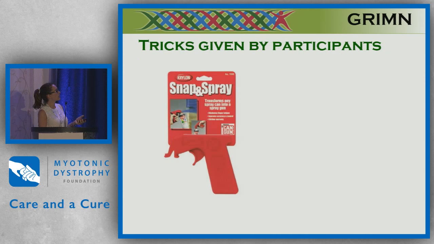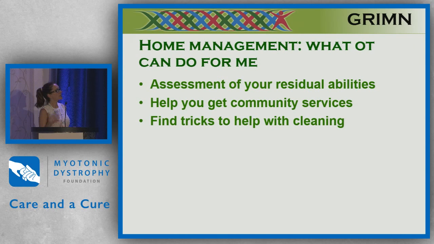This was a very cool trick that was given by a participant at a previous conference. When you have those spray machines to clean or anything, that's called snap and spray, and it's easier to grab and to actually do the motion. So it may also be a good trick. What the OT will do is assess your residual ability, help you get community services if they are available, and find tricks to help with cleaning. And there are a lot of tricks that you can use.